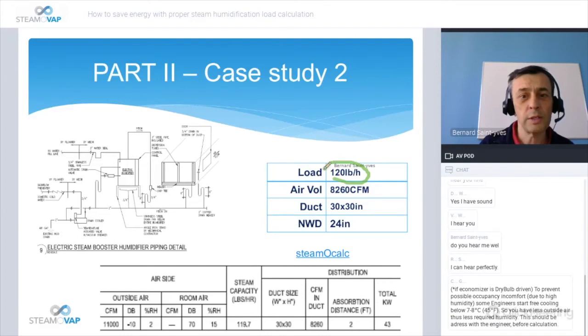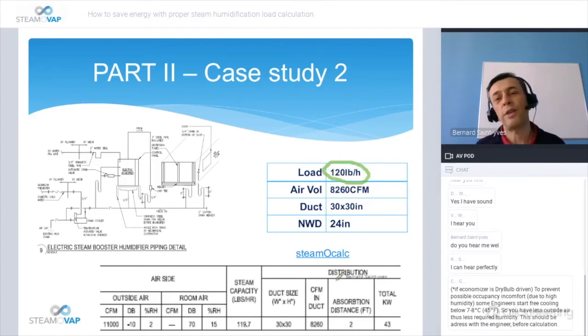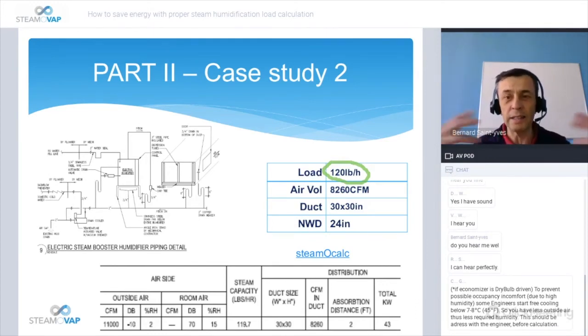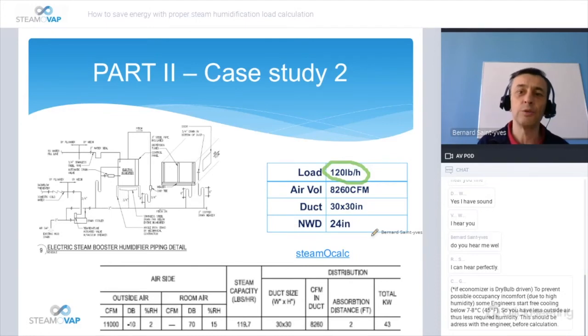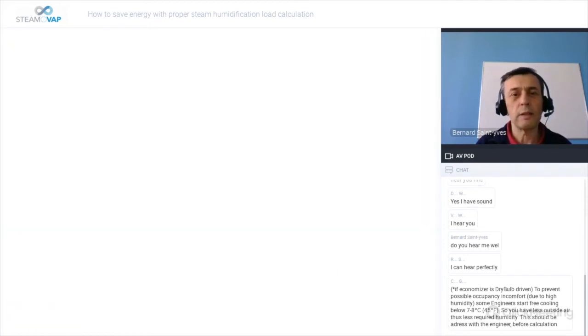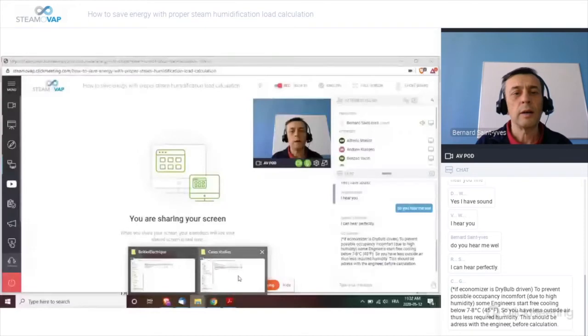okay? And when we see this, we always think, oh, it will be a possibly problematic job, okay? Because you know, when you put a lot of steam into a very small duct, you are adding more risk to condense on the side wall and so on, and to block the air with the steam distribution ramp. So for this one, again, I will go and look at the SteamoCalc case study.